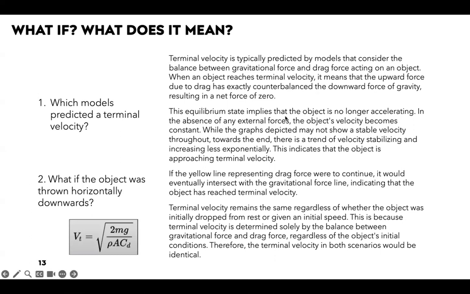None of the graphs depicted have a stable velocity, so this means there is an acceleration. However, toward the end of the graph, velocity begins to stabilize and is increasing less and less exponentially. If the line representing drag force was allowed to continue, it would reach terminal velocity. Terminal velocity would be the same regardless if the object was dropped from an initial speed. And this is because terminal velocity is determined solely by the balance between gravitational force and drag force, regardless of the object's initial conditions. So yeah, it would be similar in both conditions.